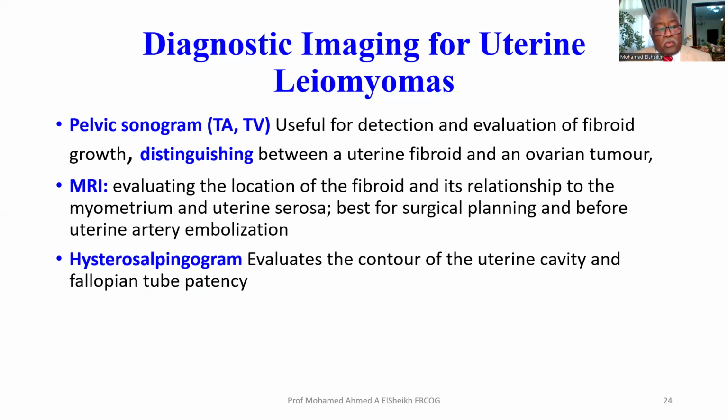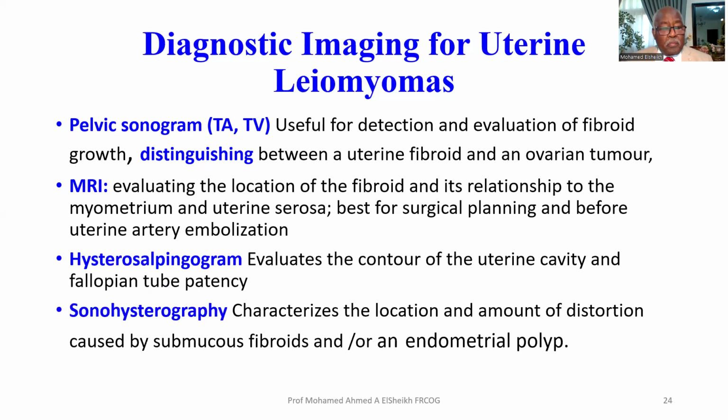Other imaging: X-ray hysterosalpingogram to evaluate the contour of the uterine cavity and fallopian tube patency. Sonohysterography, using ultrasound instead of radiation, characterizes the location and amount of distortion caused by a submucous fibroid and or endometrial polyp. So we can do ultrasound, MRI, X-ray hysterosalpingography, and by ultrasound also sonohysterography.